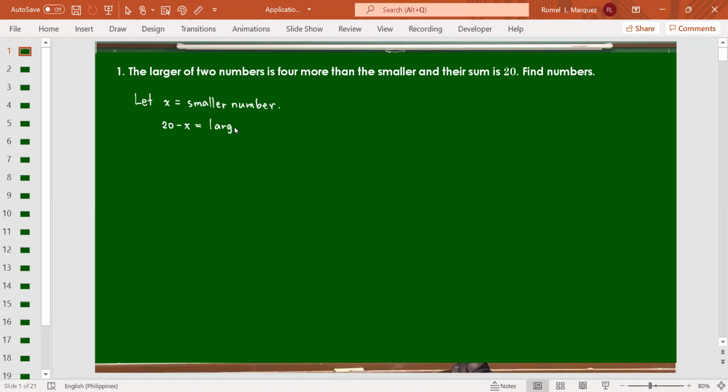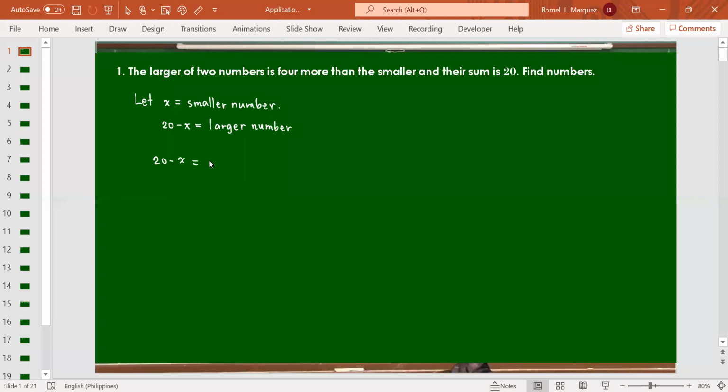Because their sum is 20. If the smaller is x, what is the other number, which is the larger one? 20 minus x. Okay? So what is said about the two numbers? The larger of the two, so that is 20 minus x.